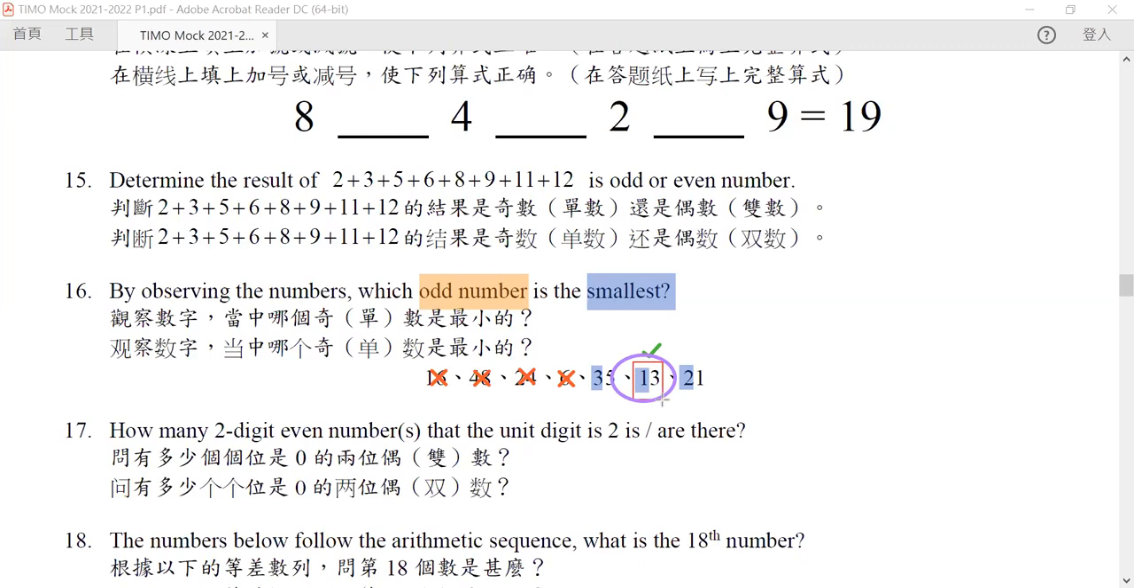Okay, so let's go to our question number 17. How many two-digit even numbers that the unit digit is 2 are in here? How many two-digit numbers in which its unit digit is 2?